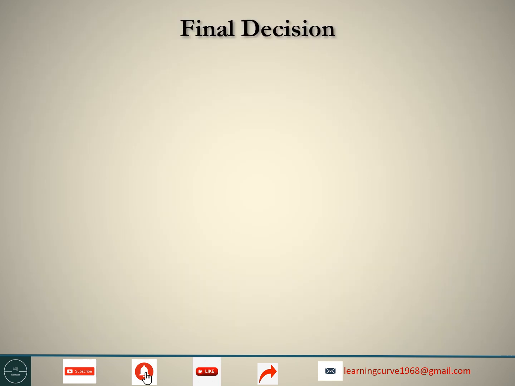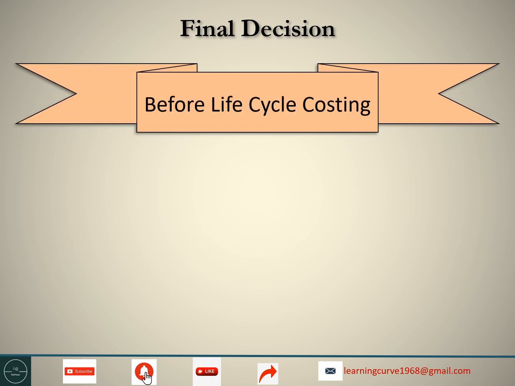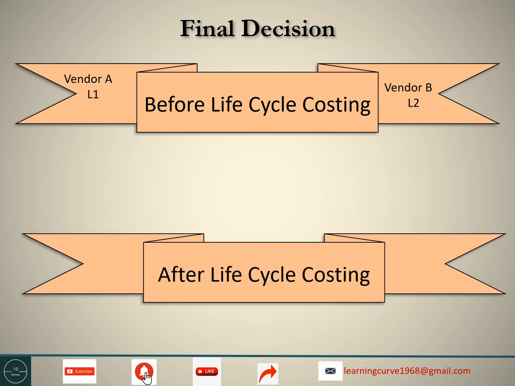Now based on LCC calculation, what is our final decision and how does it look? Before life cycle costing, vendor A was L1 and vendor B was L2. But after life cycle costing, the scenario changed. Now vendor A is L2 and vendor B is now L1. So the final decision would be to procure the DG set from vendor B even though their capex was higher. So we can do the LCC calculation by following these 5 simple steps and take our decision.